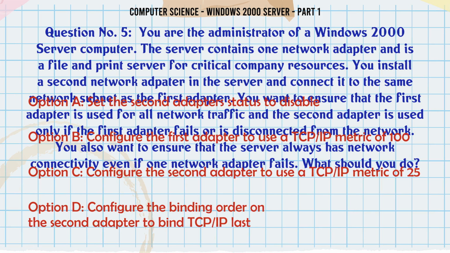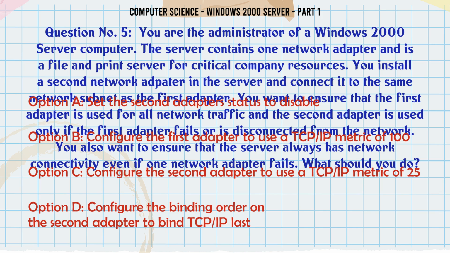You want to ensure that the first adapter is used for all network traffic and the second adapter is used only if the first adapter fails or is disconnected from the network. You also want to ensure that the server always has network connectivity even if one network adapter fails. What should you do? A. Set the second adapter's status to disable.